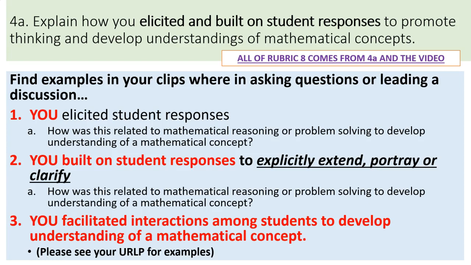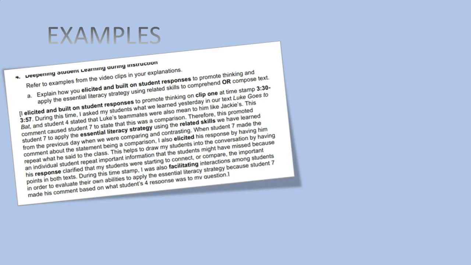You really, really need to look at your URLP, your Understanding Rubric Level Progression, so that you can see what they have as examples and a more concise description of what a 3, a 4, and a 5 look like. But here are some examples.